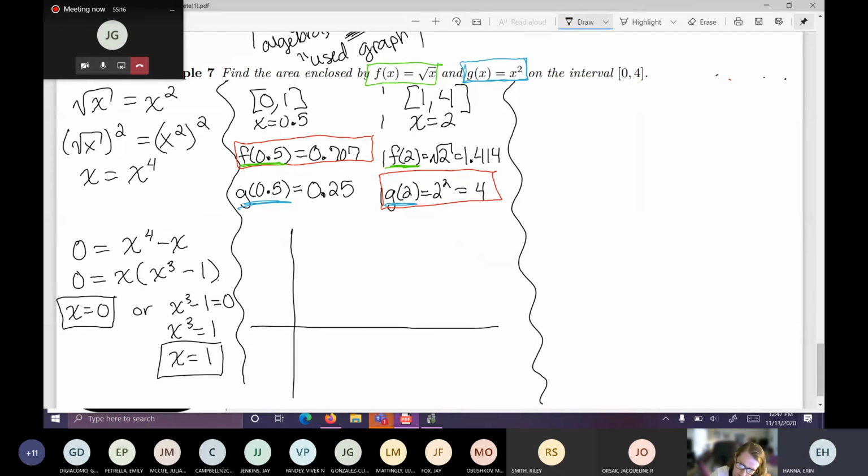If we were to look at the graph, we would have x squared, and then this looks like, and so they're going to intersect at 1. So essentially, g of x is on top for the, what? Oh, did I draw that wrong?